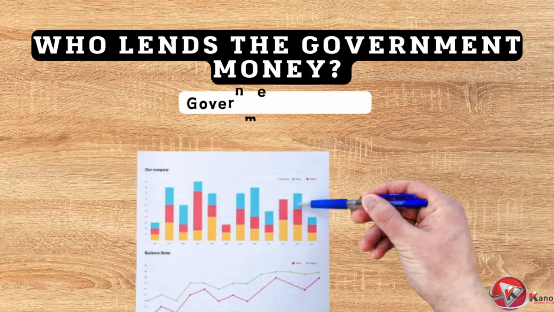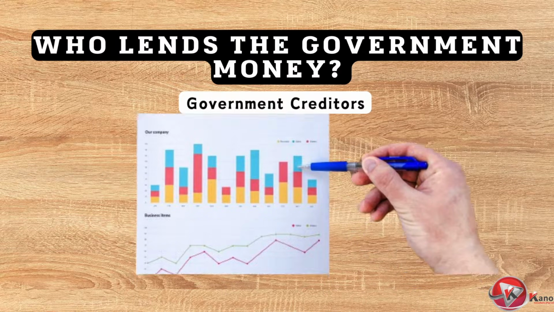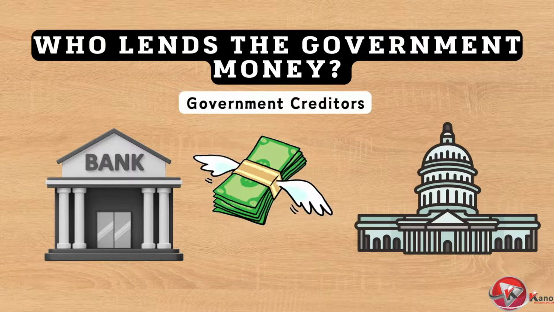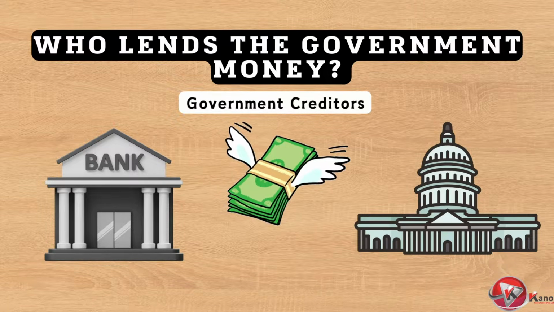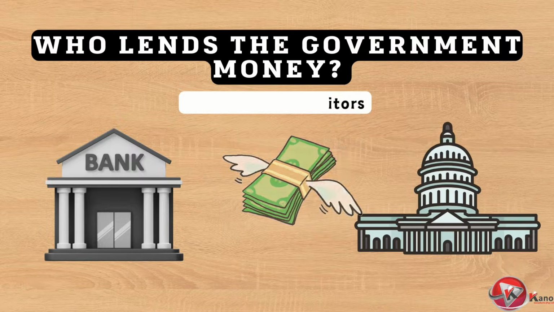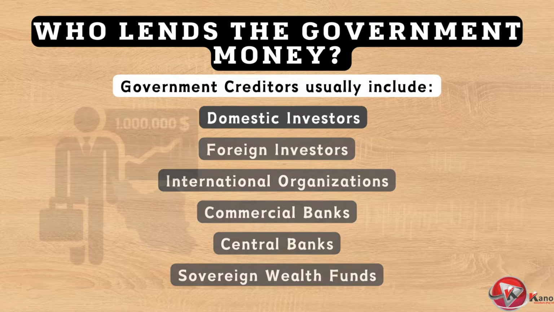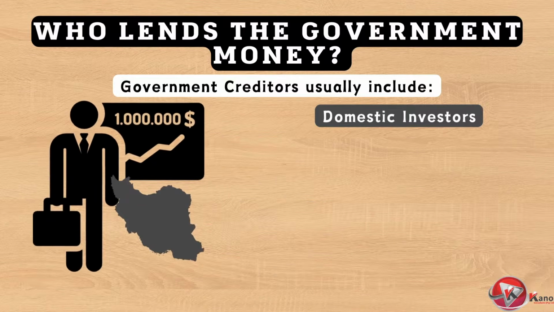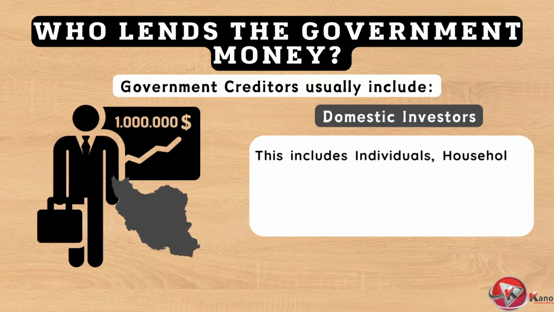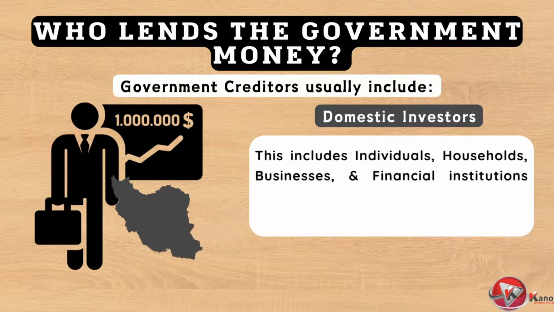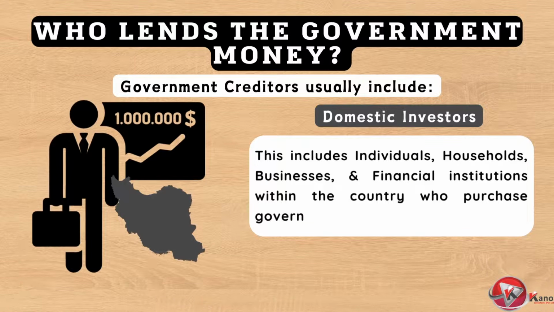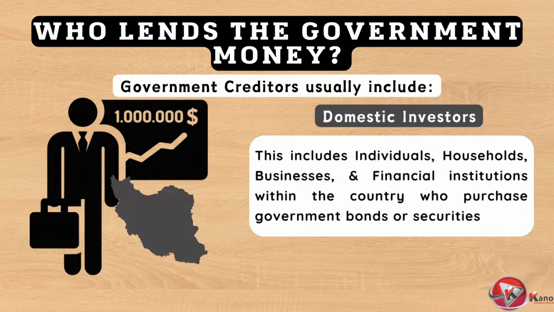Have you ever wondered who lends the government money? In other words, who are government's creditors? Well, when a government needs to borrow money, it doesn't simply go to a single bank and ask for a loan. Instead, it borrows from a diverse group of creditors, including the following: domestic investors. This includes individuals, households, businesses, and financial institutions within the country who purchase government bonds or securities.